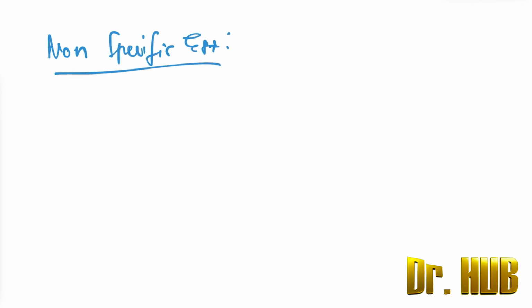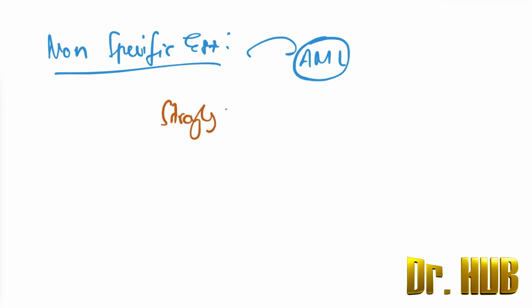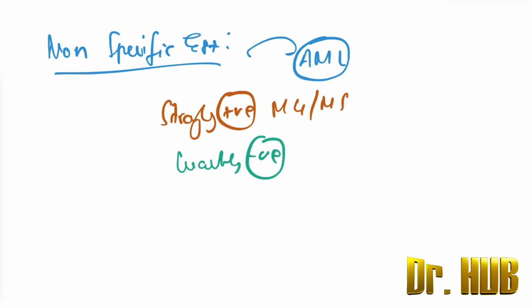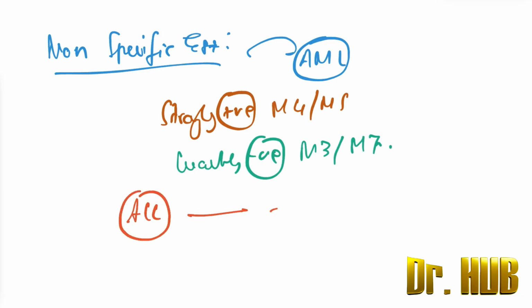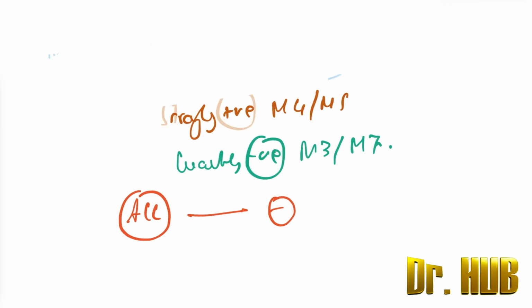Under the non-specific esterase, the AML, what does it have? The AML is strongly positive, and this contains M4, M5. Then comes the weakly positive. What does it include? It includes M3 and M7. Now we look at the ALL. So ALL is negative.